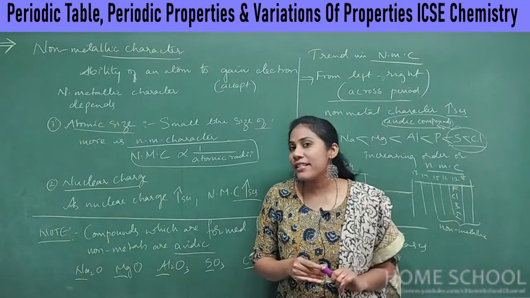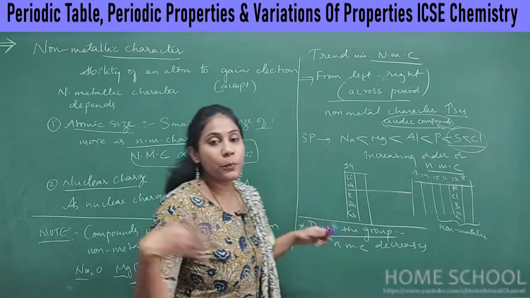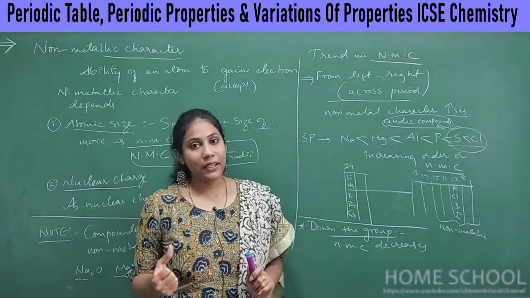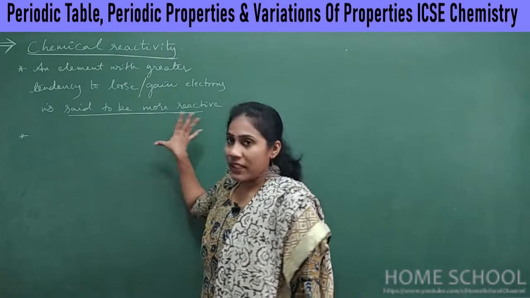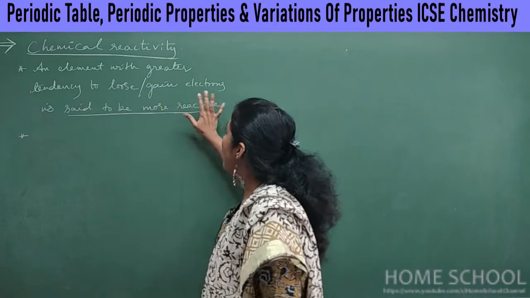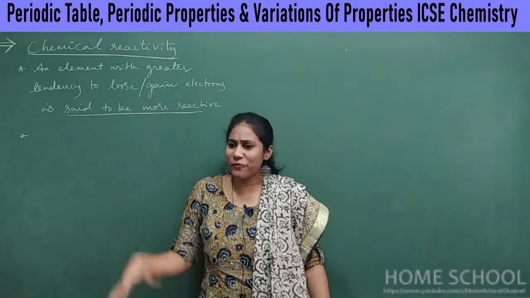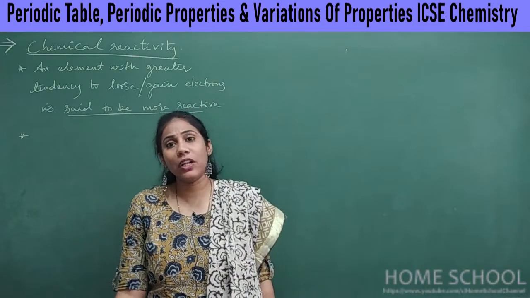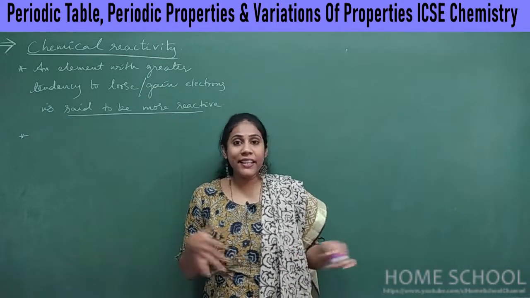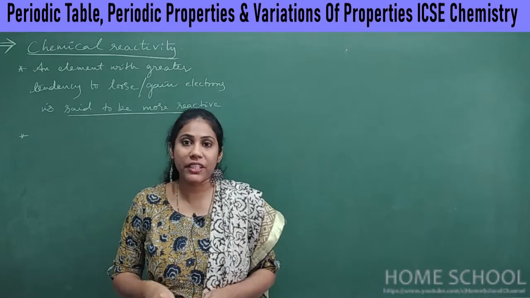Now we will also discuss chemical reactivity, how to decide which element is more reactive and which element is less reactive, looking at the periodic table. See guys, I wrote a point on the board that you can observe here. An element with greater tendency to lose or gain electrons is said to be more reactive. We studied that a few elements have a tendency to lose electrons and a few elements have a tendency to accept electrons. Why does this gaining and losing take place? It is just to achieve a stable electronic configuration.